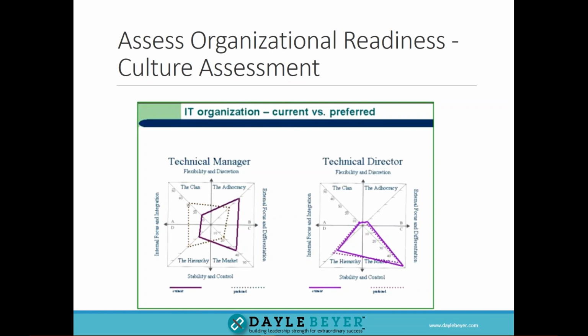Now take a look at these 2 people. These were actual results that I did in an organization. Both the technical manager and the technical director were in the same department. The solid purple line there is asking, what is your assessment of the current culture of the organization? Both of them are looking at the current organization totally differently. They're in the same department. And then the dotted line here shows what would they like to be different.